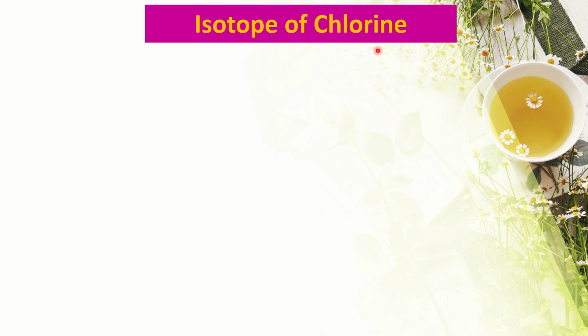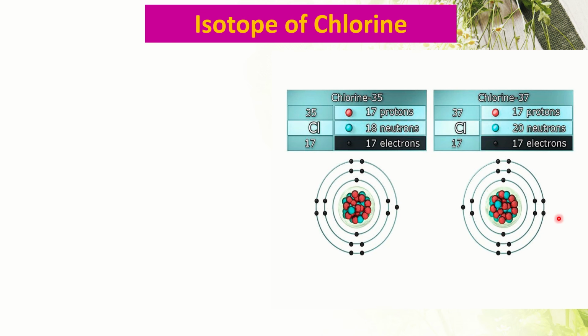Now, isotopes of chlorine. These are two isotopes of chlorine. One has 17 protons and 18 neutrons, and another has 17 protons and 20 neutrons. Now, dear students, when we read about atomic mass, we will learn the atomic mass of other atoms. These are whole numbers, but the atomic mass of chlorine will be 35.5. Do you know why?